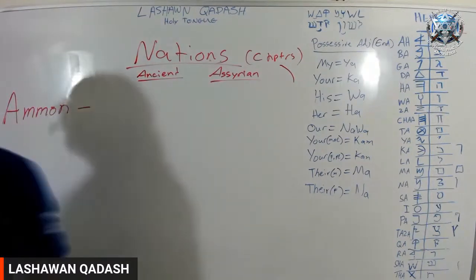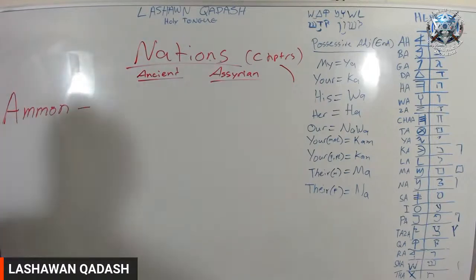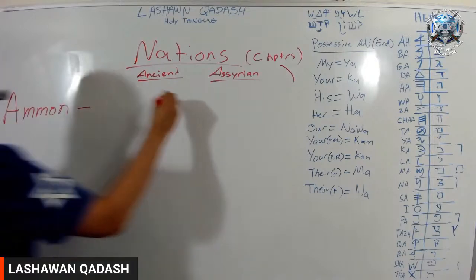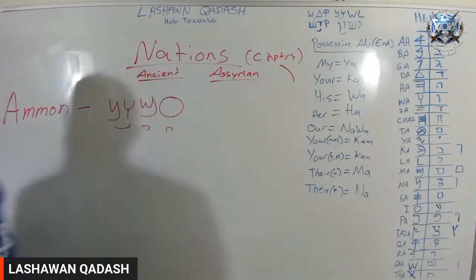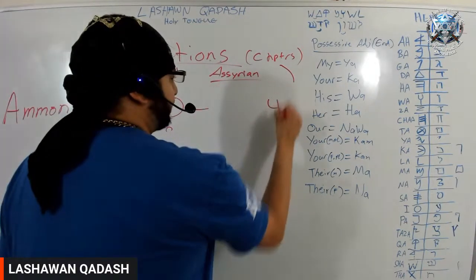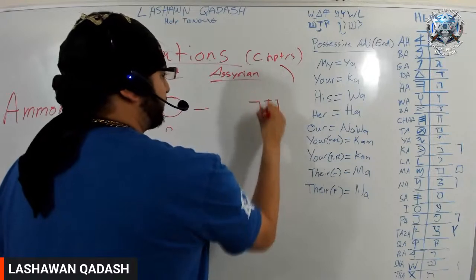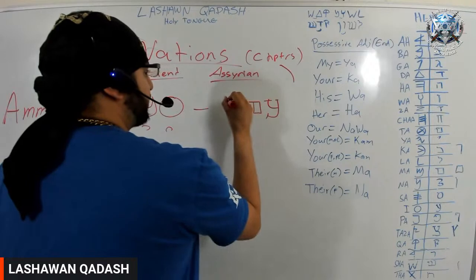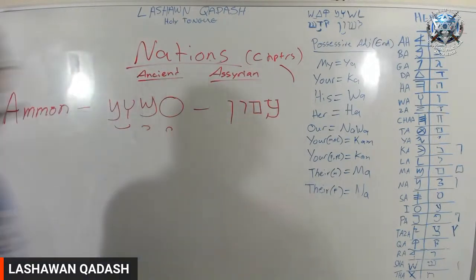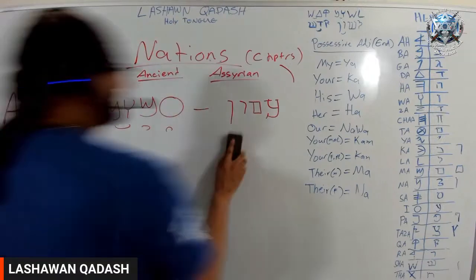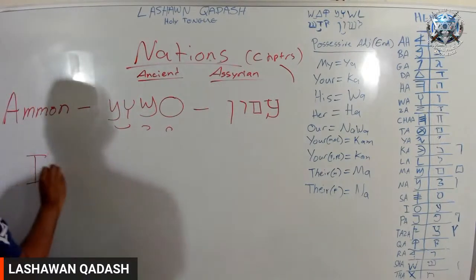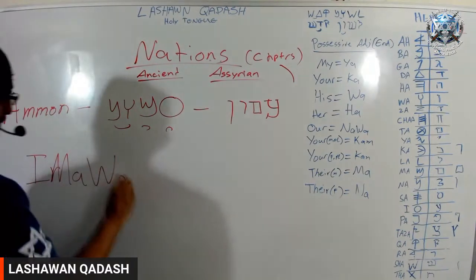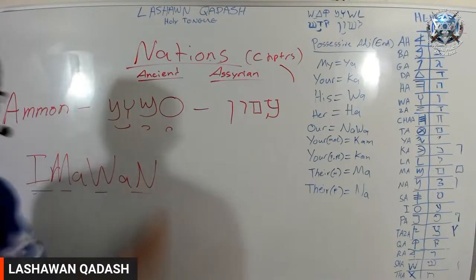Ammon. Let me see if I got that right. Imawan. Remember on your test, you have to remember that because this is the end variant. So Imawan is pronounced Imawan.